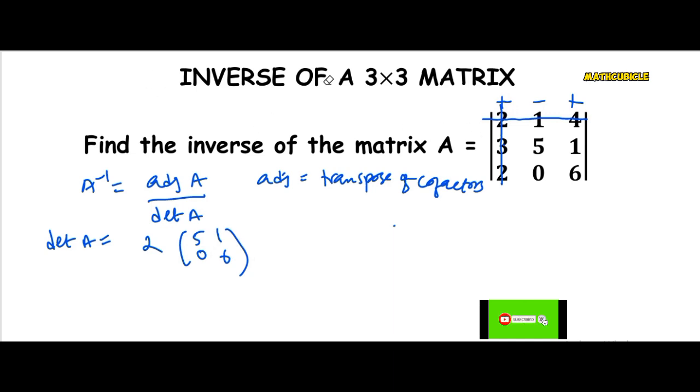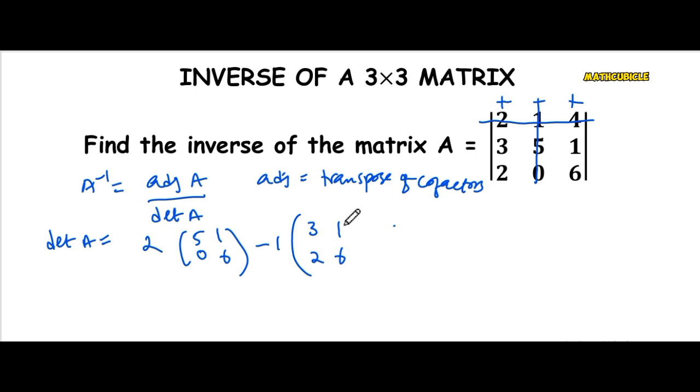Then the next thing we are considering is 1. This 1, the sign here is minus, so minus 1. So rule that vertically and horizontally. So we are left with 3, 1, 2, and 6. Then finally plus 4 here. So rule that vertically and horizontally. Then we are left with 3, 5, 2, and 0.